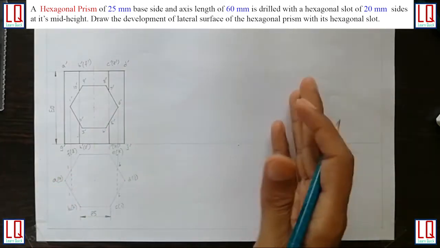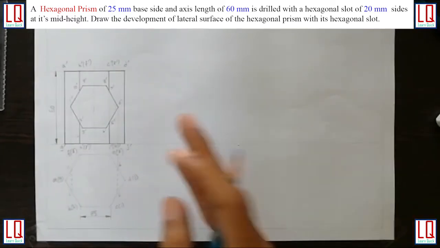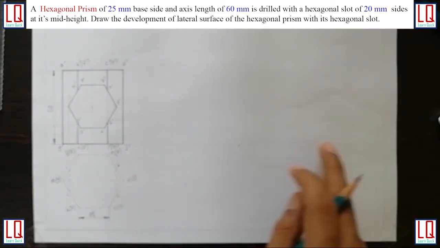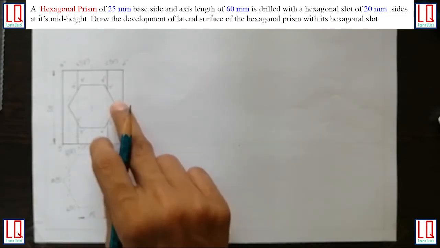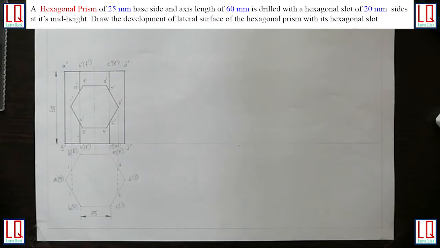Now we will go for the development. We are using the parallel line method. The length of this rectangle is going to be 25 into 6, so it will be 150 mm.